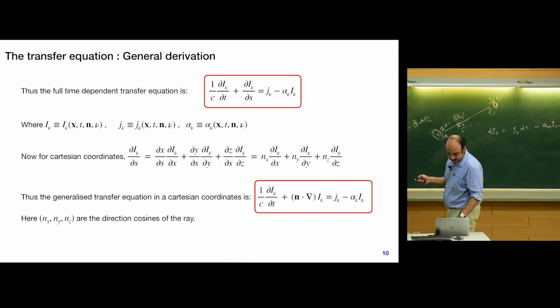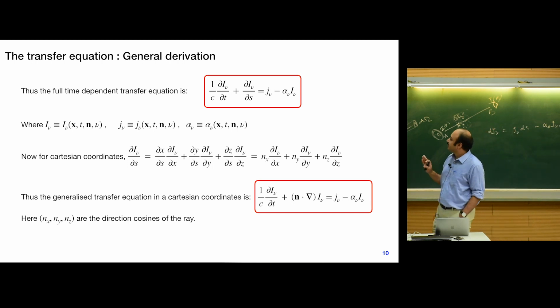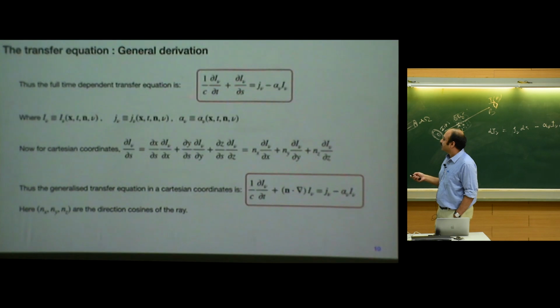I'll just go through this slide and then I'll take questions if you have any. So far, we have assumed that everything is time independent. What happens if things are changing with time? I will not go through the derivation of this. You are welcome to read Mihalas and Mihalas for this, and this is a very nice book. But the time-dependent radiative transfer equation looks something like this, which is 1 by c del I nu del t plus this standard equation that we have derived just now.